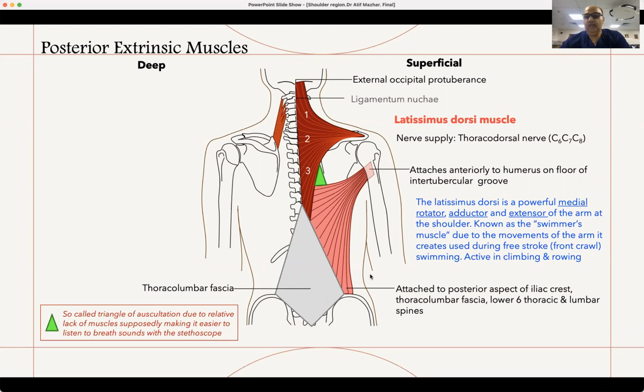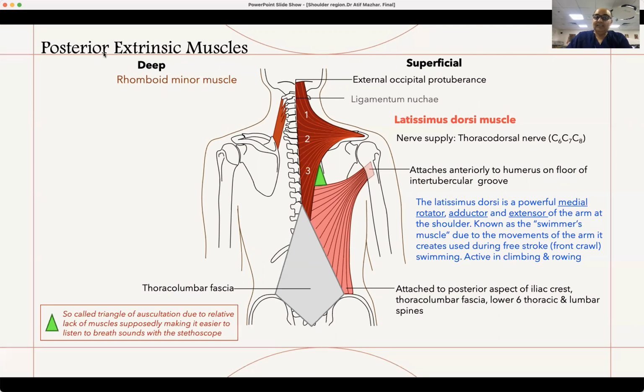So now we have learned about this latissimus dorsi muscle. Let's proceed. Now, this was the superficial side. On the superficial side, we have learned what? The trapezius, latissimus dorsi and the triangle of auscultation. Now on the deeper side, we have learned already about the levator scapulae. Now we'll be learning more deeper muscles.